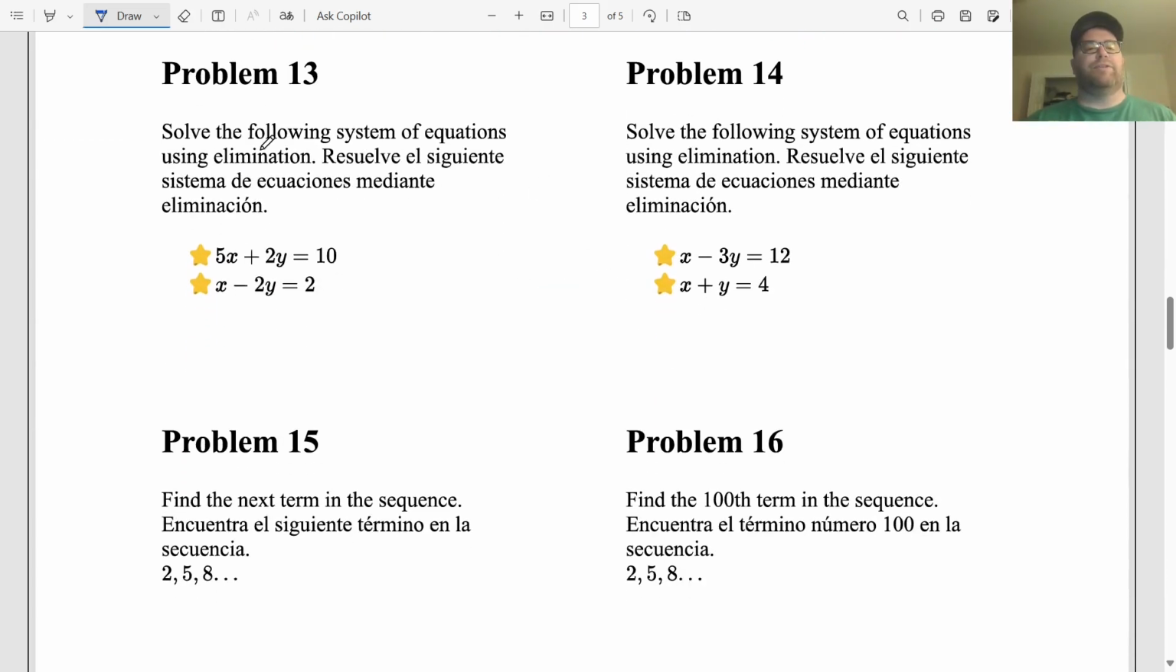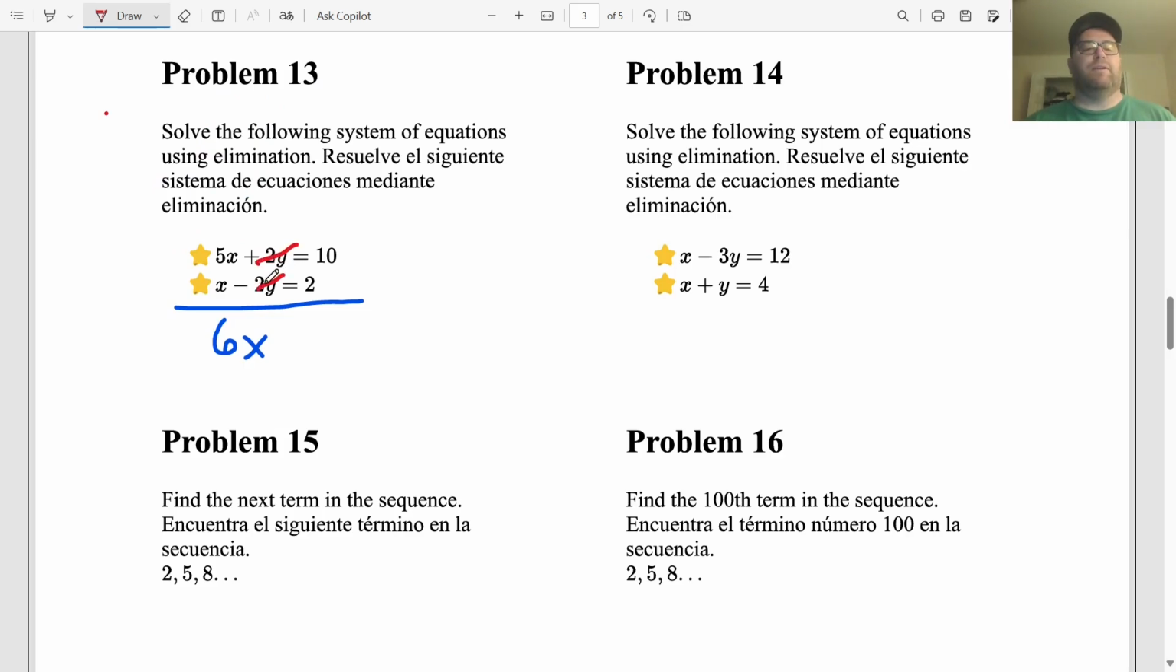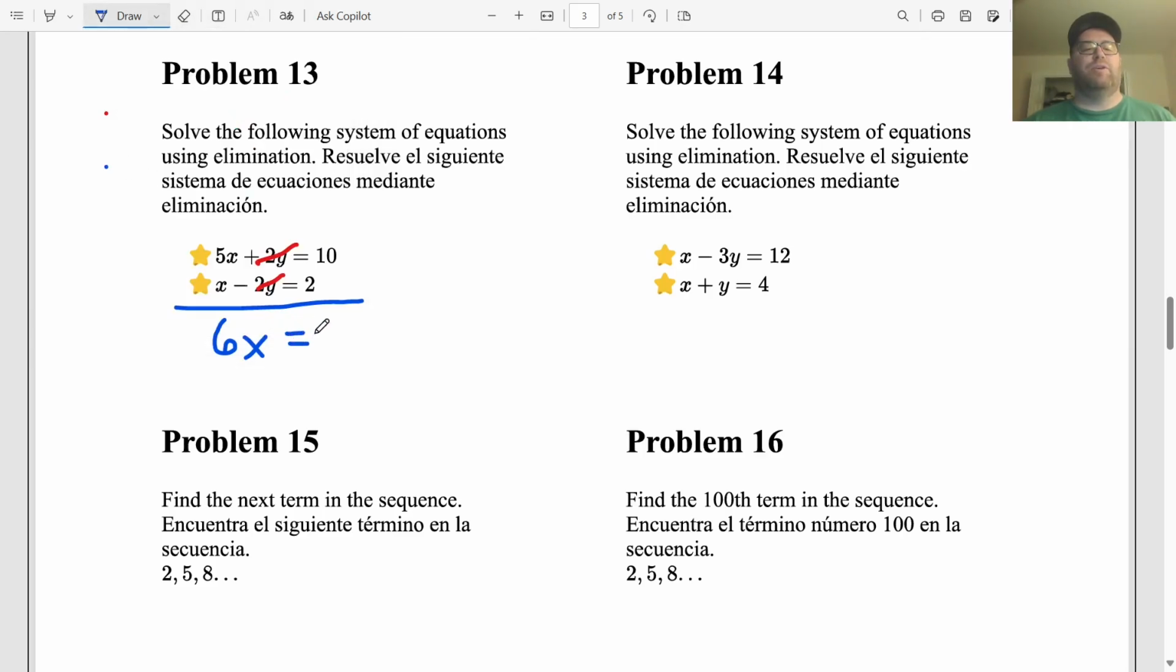Problem 13. Solve the following system of equations using elimination. Okay, so notice here we have 5x plus 2y equals 10, and then we have x minus 2y equals 2. Now what happens if we add these two equations? The 2y plus the minus 2y is going to be 0, and these are going to cancel out. So 5x plus x, that's 6x. And then we have 10 plus 2, that's going to be 12. So we're going to get 6x equals 12.